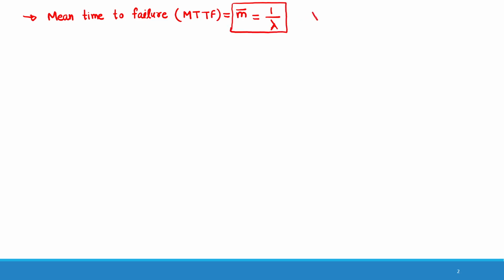So we usually denote the mean time to failure. It is abbreviated as MTTF, M bar, that denotes average. It is the reciprocal of mean failure rate lambda. Lambda is the mean failure rate.